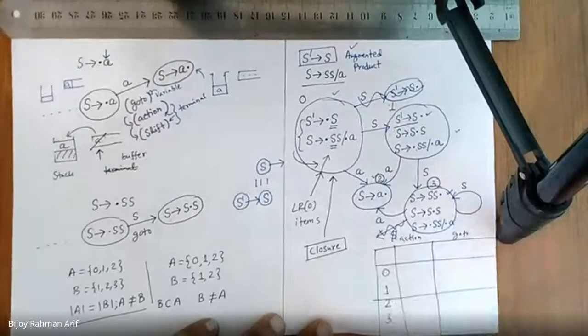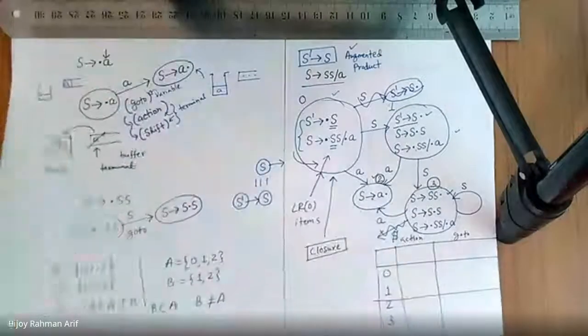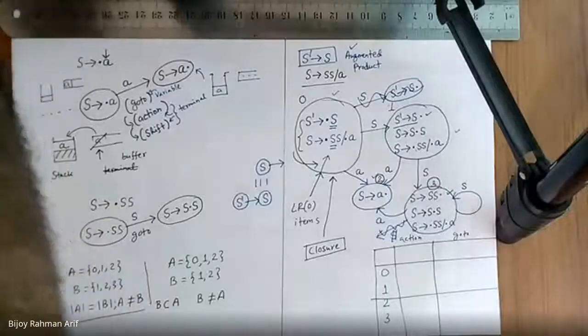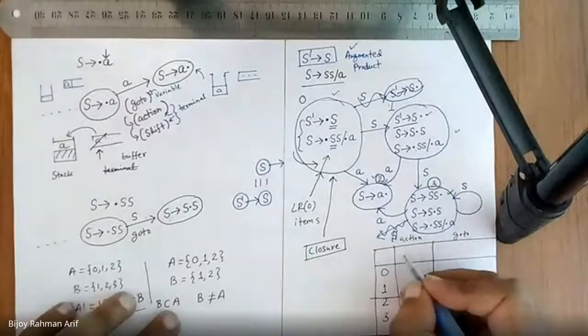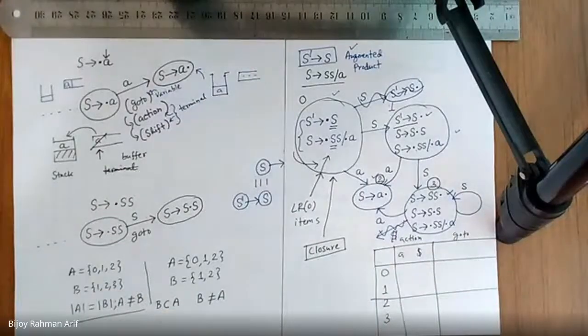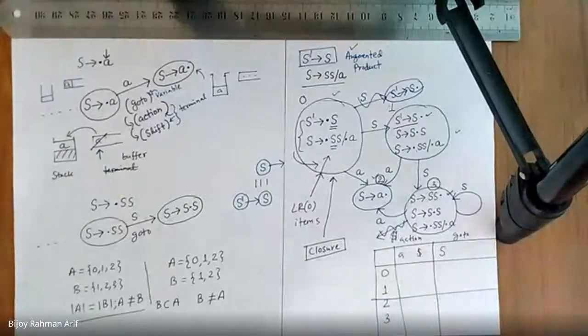So what would be the entry in the action? Small a, small a and double dollar. Okay. What will be the entry in the go to? Capital S. S dash, we do not need to write.